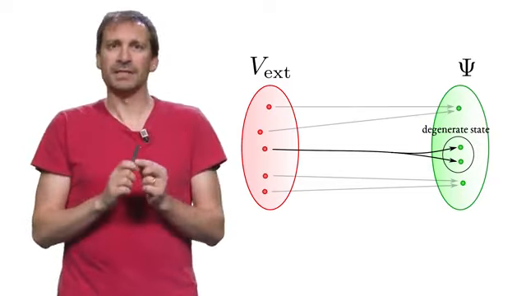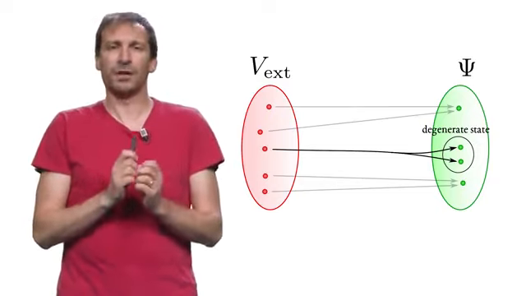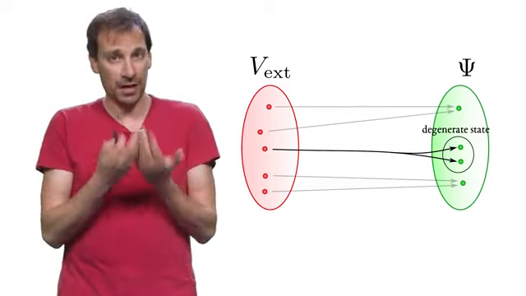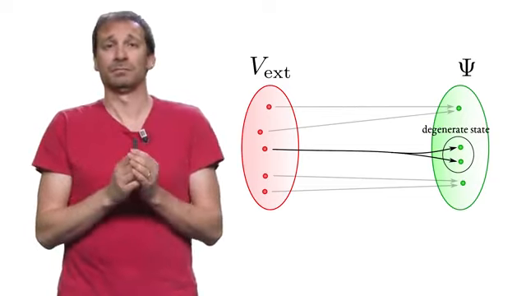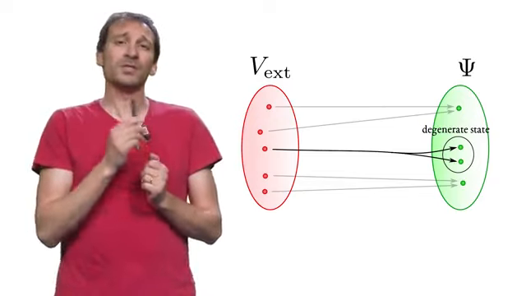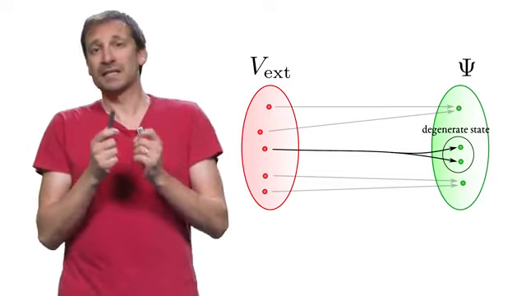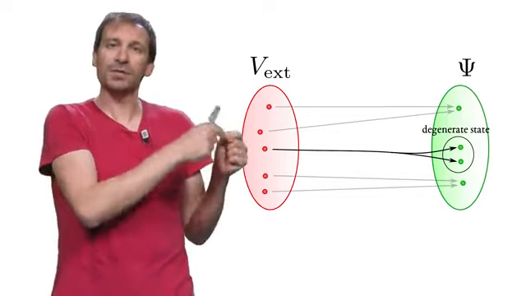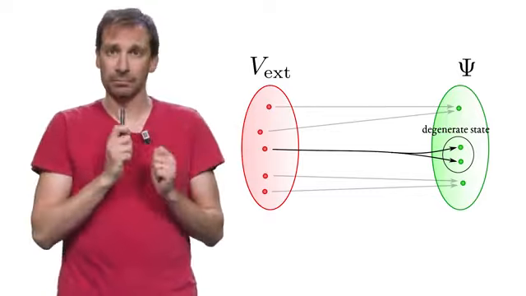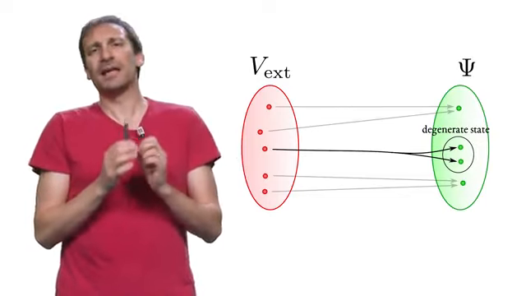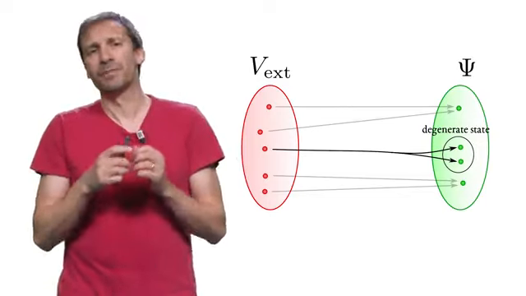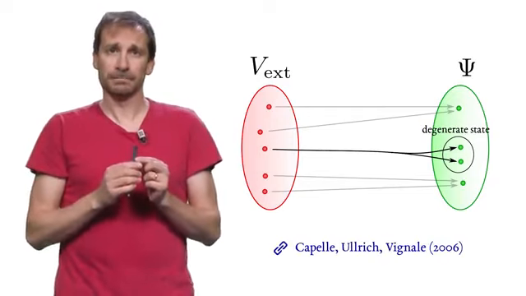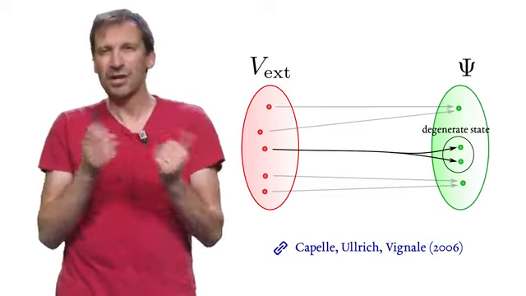Now, for simplicity, we will not speak too much about degenerate ground states, but take into account that the generalizations are possible. After all, you can always consider a mapping between an external potential and the set of all wave functions abiding to the same ground state energy, like here. But these are nonetheless subtleties, and for more details, I suggest to have a look at this reference if you want to know more about degenerate ground states.